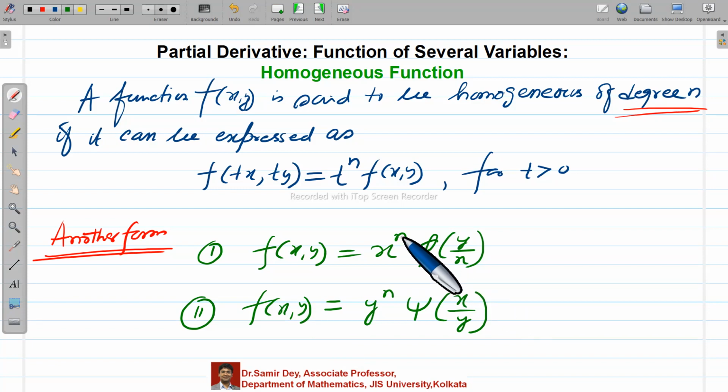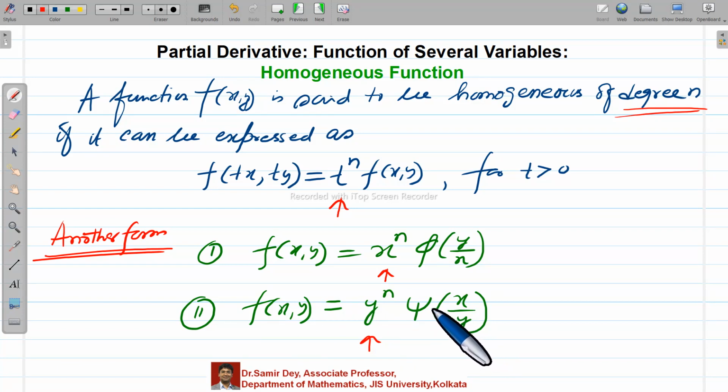So how to decide n from here? The power of t defines the degree n. Similarly, from here, x to the power n, this n is the degree of the homogeneous function. Similarly, in this expression also, y to the power n, n will be the degree of that homogeneous function.